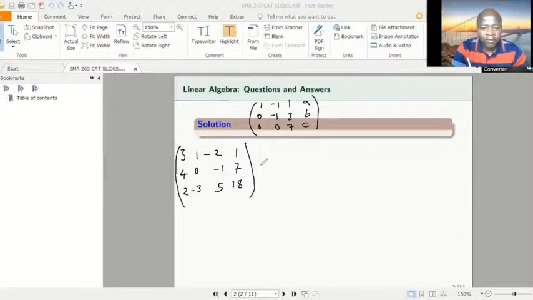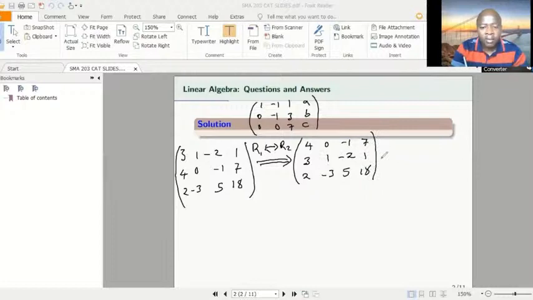So the first thing I want to do is to interchange row 1 and row 2. When that happens, my row 1 now becomes 4, 0, -1, 7. And row 2 is 3, 1, -2, 1. Then row 3 is 2, -3, 5, 18. So this is what I now have.